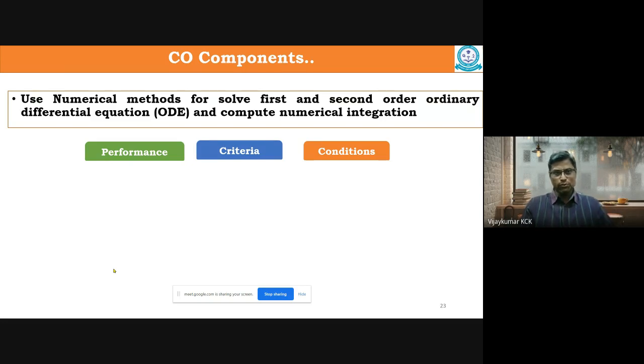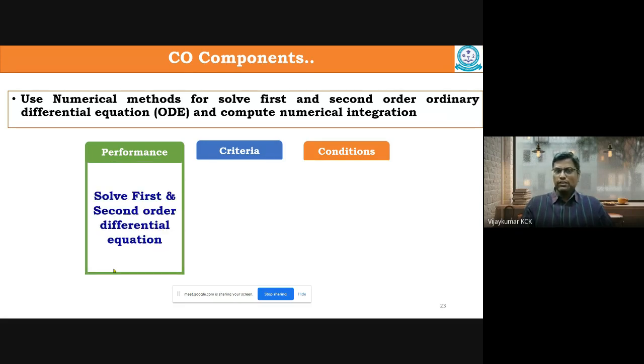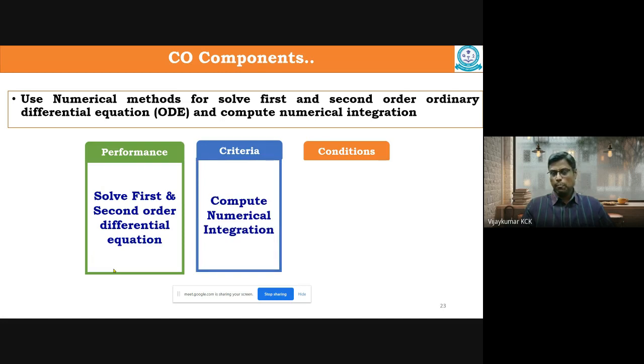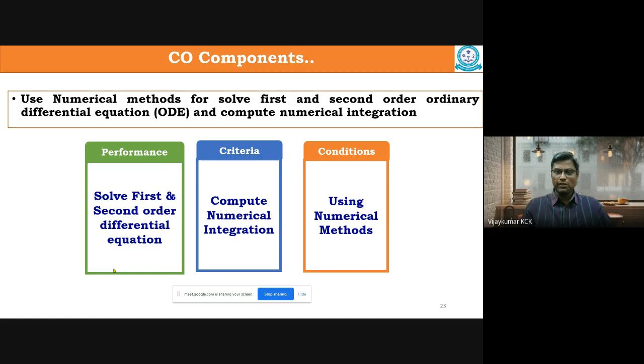Here in this CO, the course outcome, the performance is the student's ability to solve first and second order differential equations, of course. The next, the criteria, is to compute the numerical integration. The condition is using the numerical methods. So this is the CO. I hope you all understood, right?